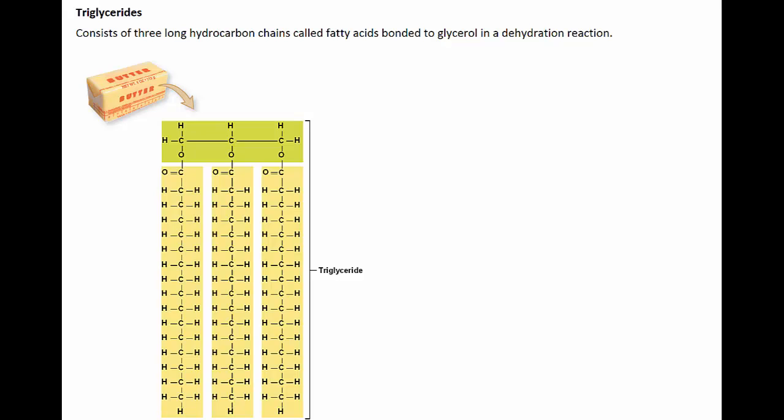Triglycerides consist of three long hydrocarbon chains called fatty acids bonded to glycerol in a dehydration reaction. Glycerol is a three-carbon molecule that forms the backbone of the triglyceride. So this whole thing here is a triglyceride molecule, and its backbone is the glycerol. And these chains here are the 1, 2, 3 fatty acids, which give the molecule its name, triglyceride.